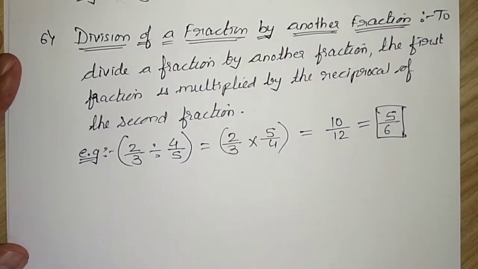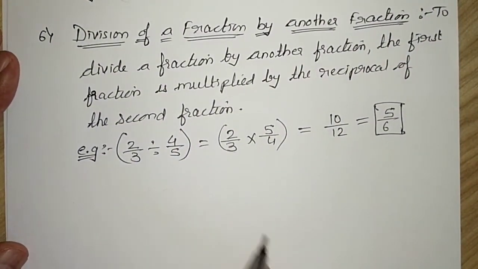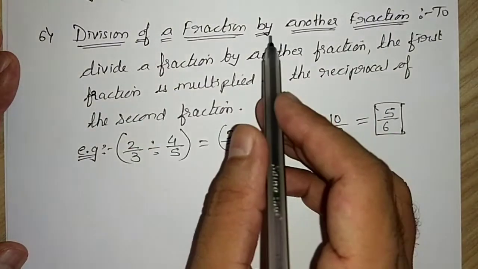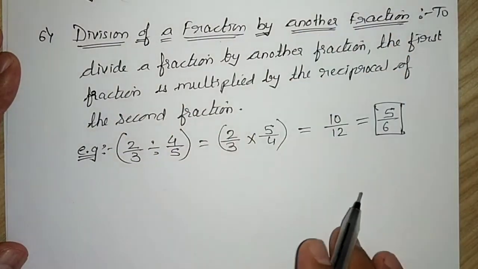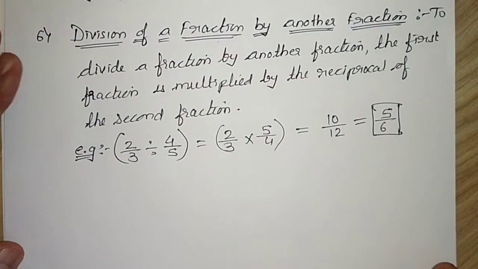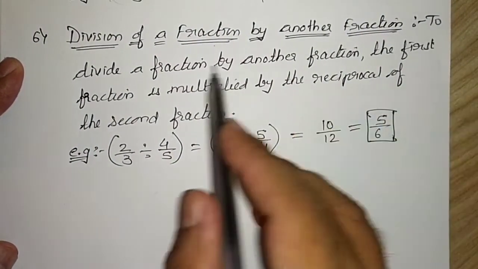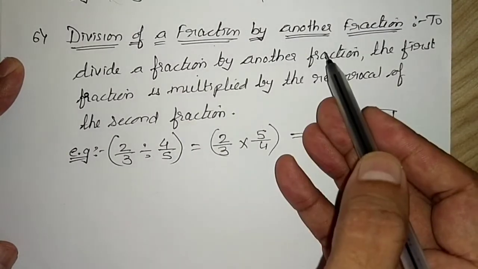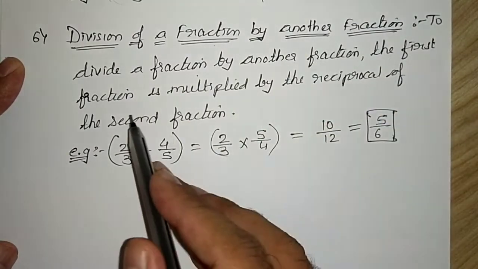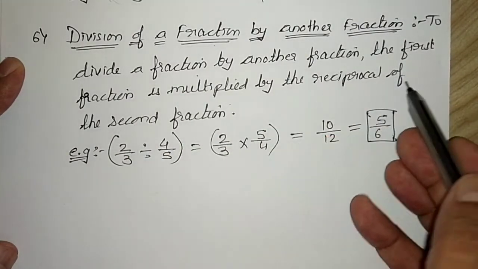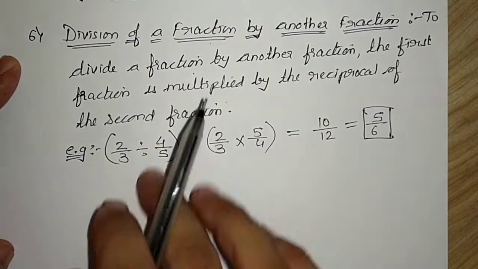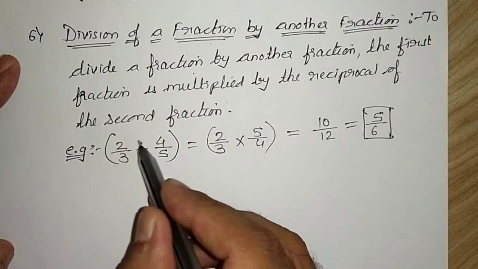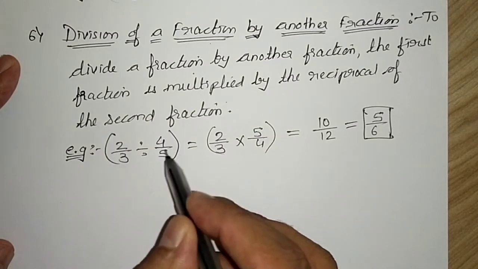Now the sixth and important part is, what if there are two fractions and both are divided, that is division of fraction by another fraction. Don't worry, it is easy. To divide a fraction by another fraction, the first fraction is multiplied by the reciprocal of the second fraction. We will understand this definition by solving. Here division of one fraction by another fraction.